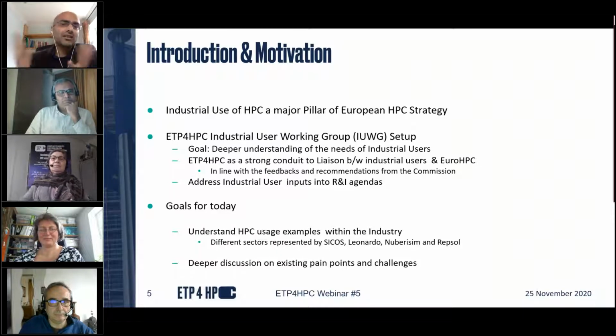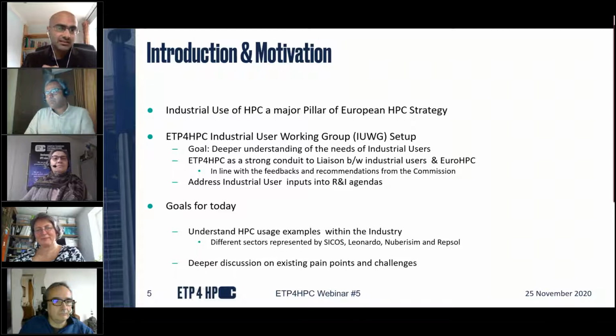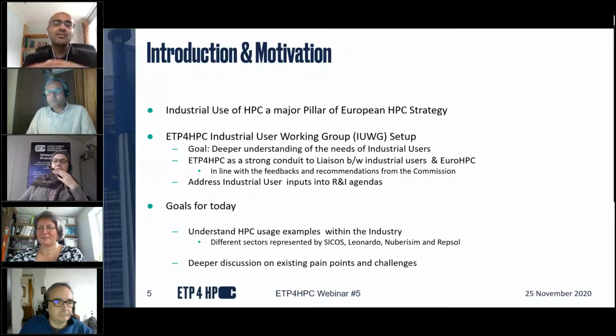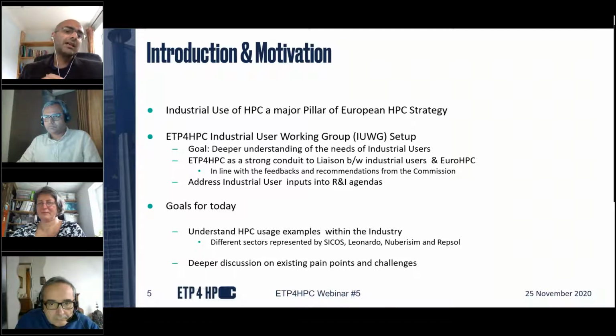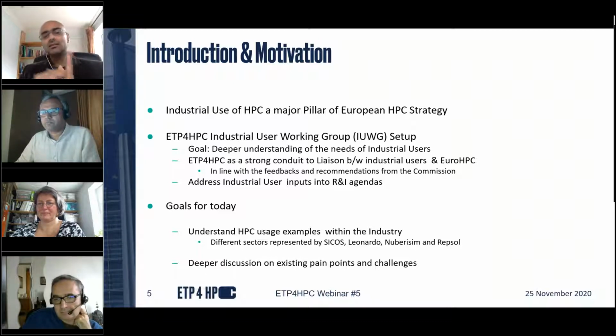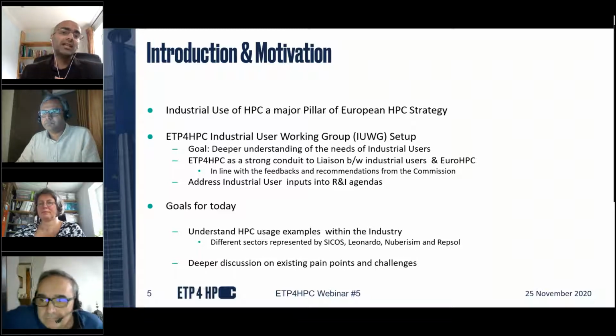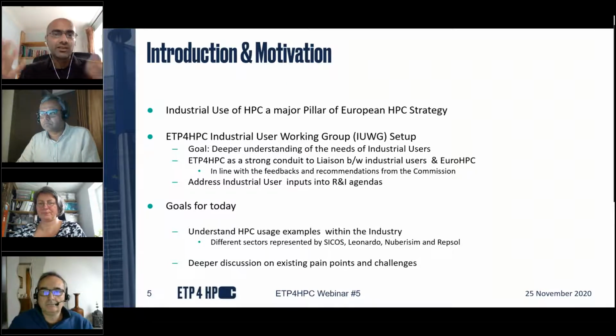Just to give you a quick introduction and motivation, I don't want to take a lot of your time because we want to quickly go to the discussions. The industrial use of HPC is a very major pillar, as you know, for the European HPC strategy. There's a lot of work on getting academic communities to use HPC, but the industrial use of big supercomputers, HPC machines, is still work in progress. So about a year and a half back, we set up the Industrial User Working Group within ETP4HPC, and the goal was to have a deeper understanding of the needs of industrial users. What we all recognized was that ETP4HPC is a very strong conduit between the industrial users as well as EuroHPC. And that's feedback that we got from the Commission, that ETP4HPC is in a very nice position to bridge some of the gaps in understanding of the needs of industrial users.